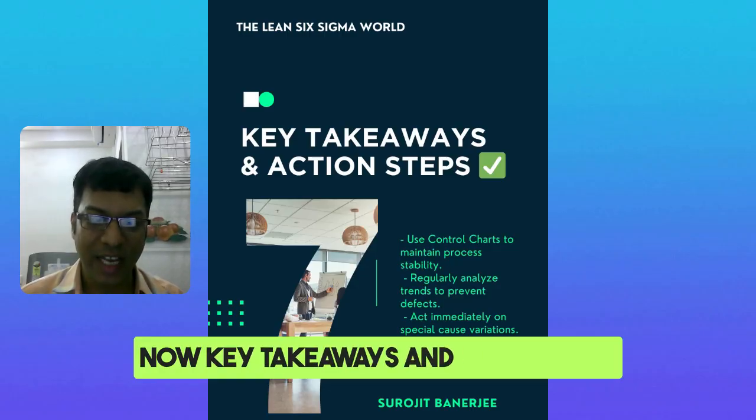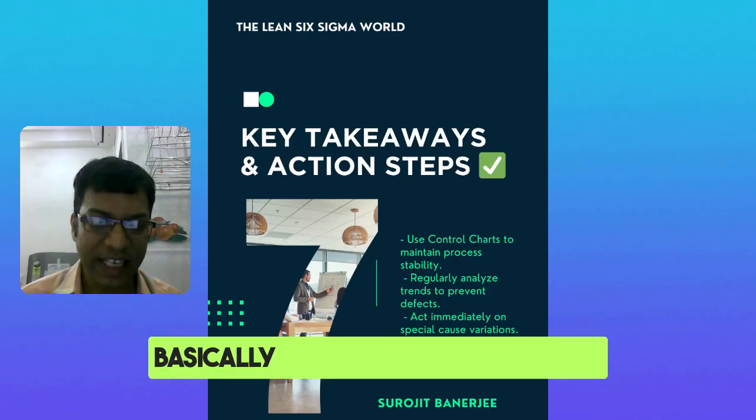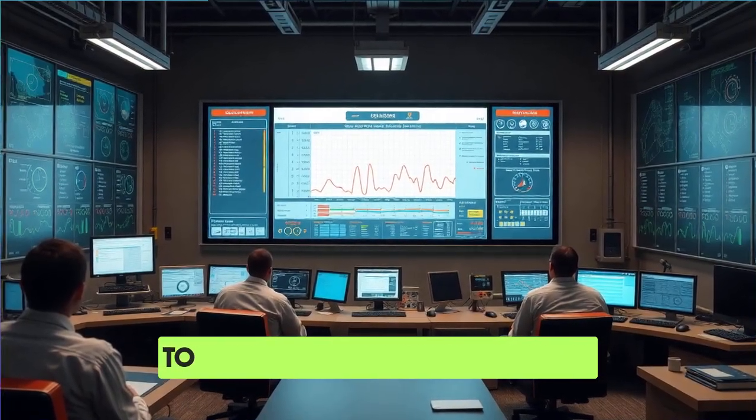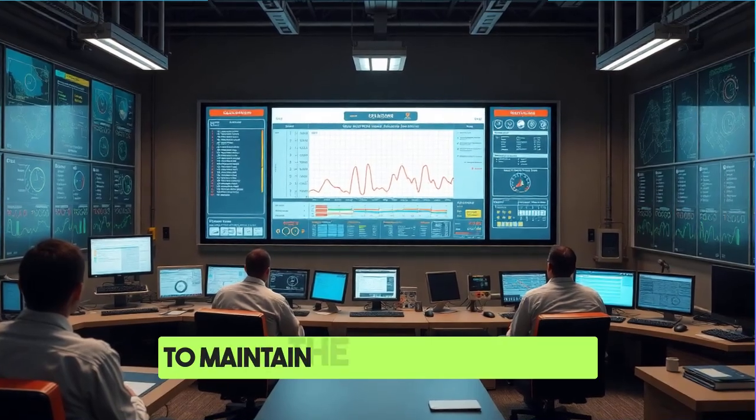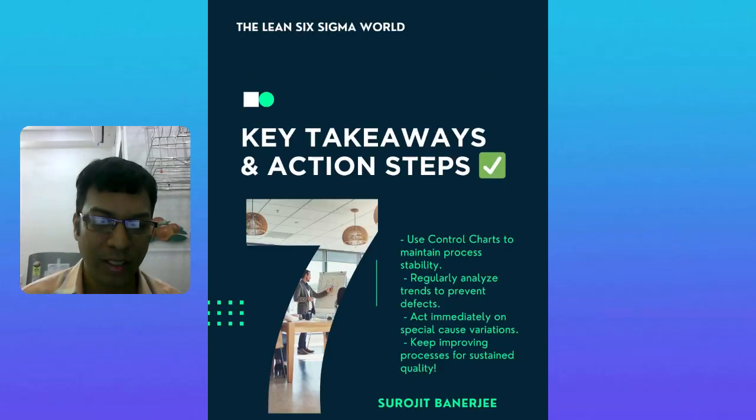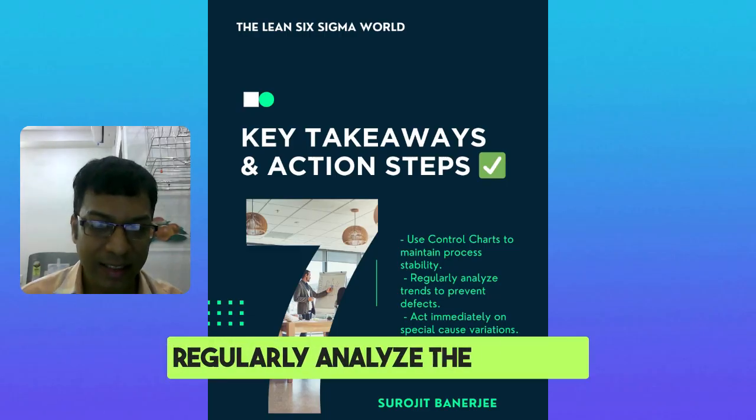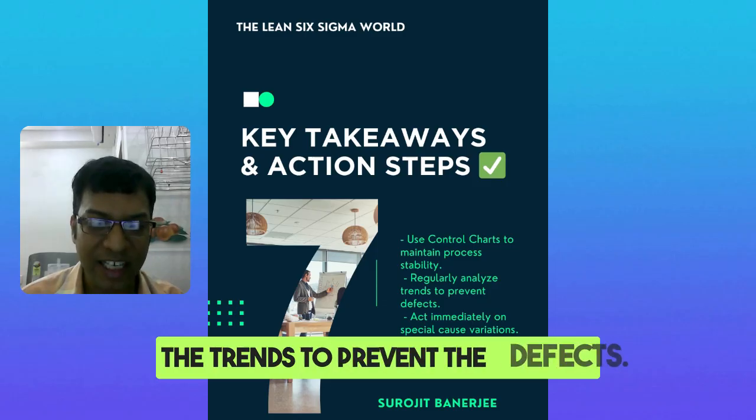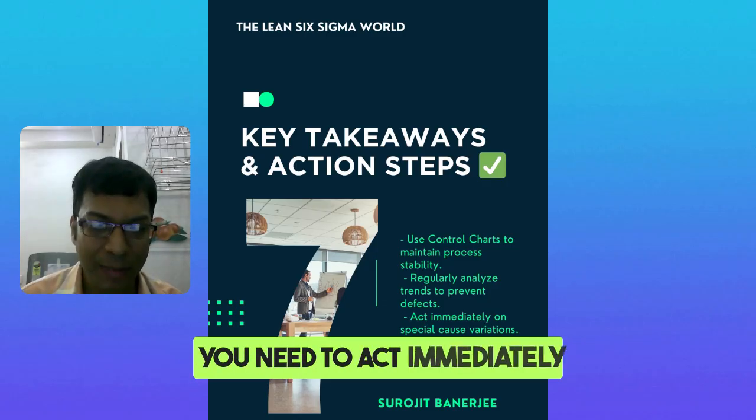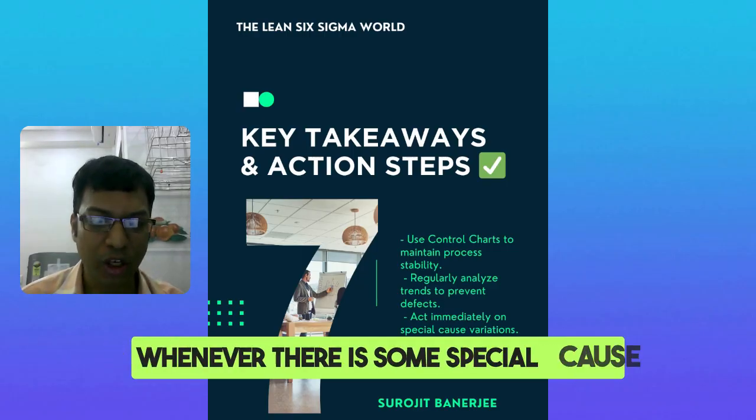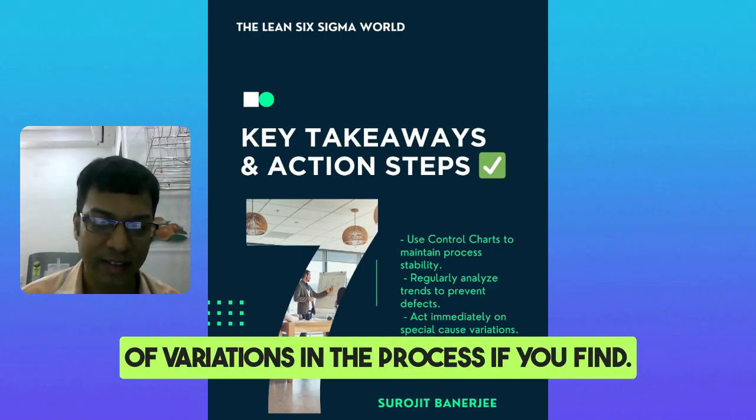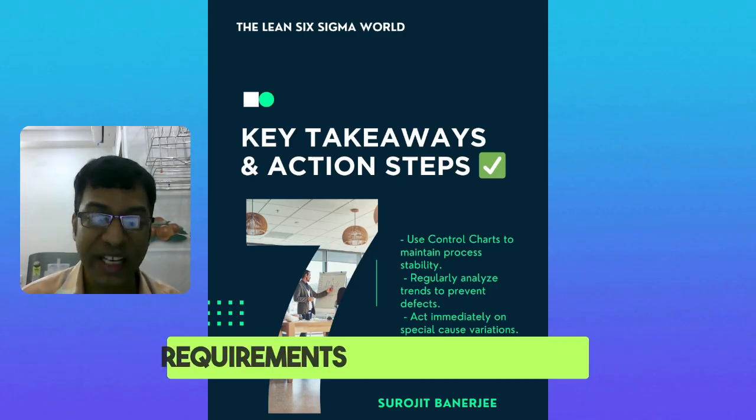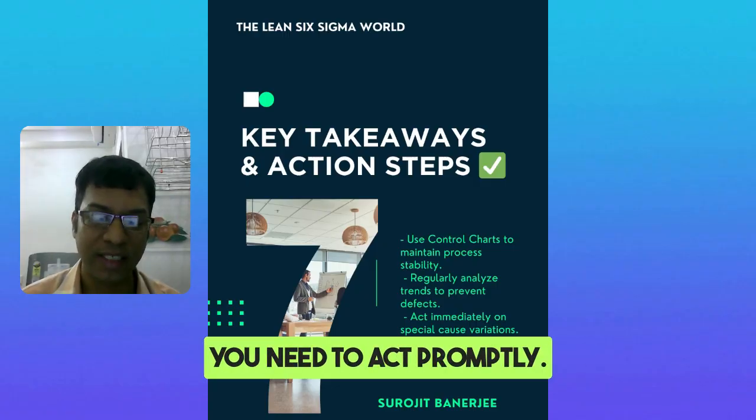Now, key takeaways and action steps. Basically, control chart is used to maintain the process stability. You need to regularly analyze the trends to prevent the defects. You need to act immediately whenever you find some special cause of variations in the process, and keep improving the processes to sustain the quality and meet the requirements of the customers. You need to act promptly.